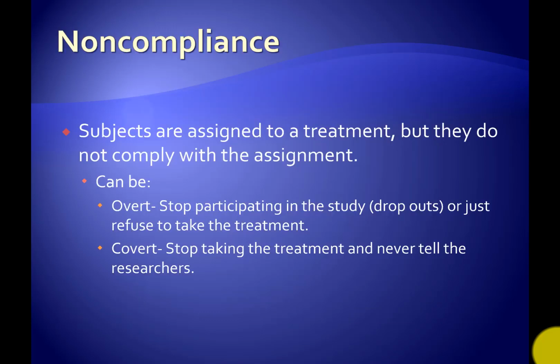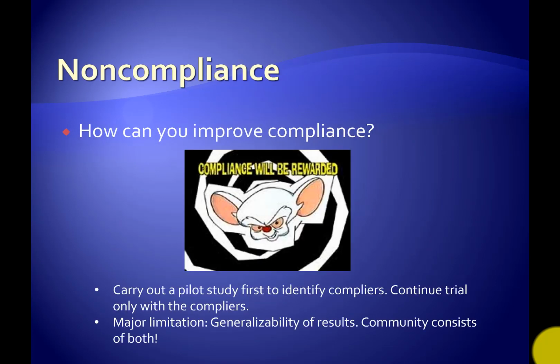Non-compliance refers to when subjects are assigned to a certain group and they do not comply with the assigned treatment. Non-compliance can be either overt or covert, meaning subjects may openly share with the researcher that they disagree with the treatment and they will not comply, or they can fake it. They can pretend that they do what they're supposed to, but secretly do not adhere to the treatment or the guidelines given to them. So how do we improve non-compliance?